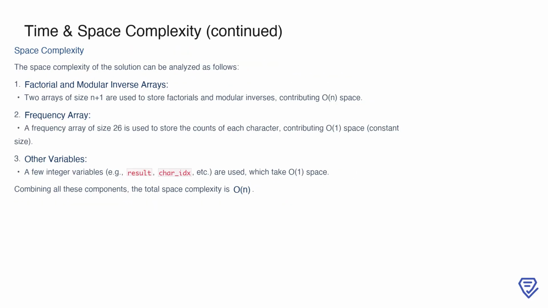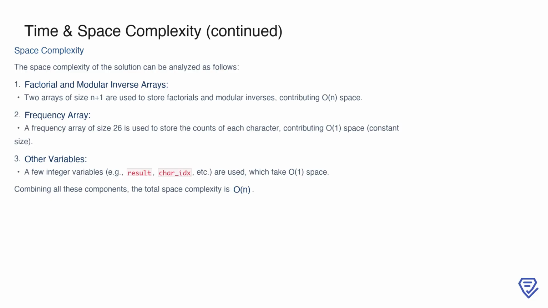Next, we analyze the space complexity of the solution. The first major component comes from the factorial and modular inverse arrays, which each have a size of n plus 1. These arrays contribute O(n) to the space complexity. Then, we have the frequency array used to store the counts of each character. This array has a fixed size of 26, regardless of the input string length, so it contributes O(1) space. Lastly, we have a few integer variables, such as the result variable and indices, which also use constant space, O(1). When we combine these components, the total space complexity of the solution is O(n), as the factorial arrays dominate the overall usage.